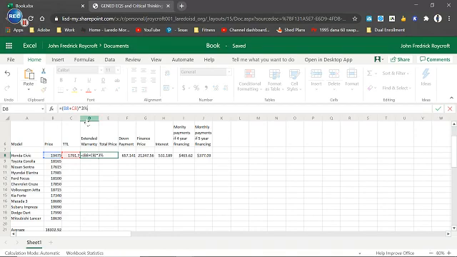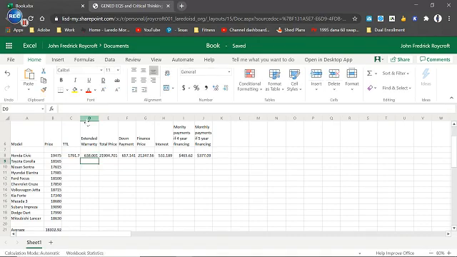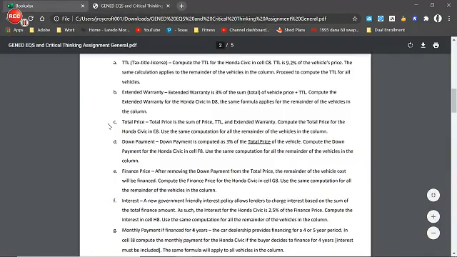If I didn't have the parentheses, look at what would happen. It would have done tax title and license times 3% first, and then it would have added the B8, which was the price, which would have given us a totally wrong answer, okay? Enter. That's why the parentheses are important. There's our answer there.